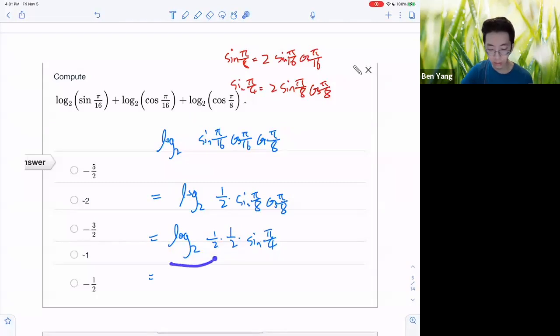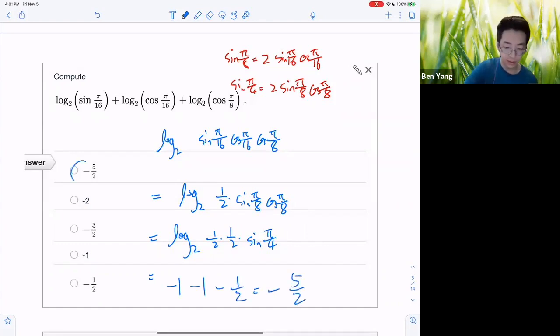What's that? Log 2 of 1/2, that's -1. Log 2 of 1/2, that's -1. And then log 2 of, this is pi over 4, this is root 2 over 2. Oh, so what's that? That's negative 1/2. Like log 2 of that is negative 1/2. So it's negative 5/2. And that's the answer.